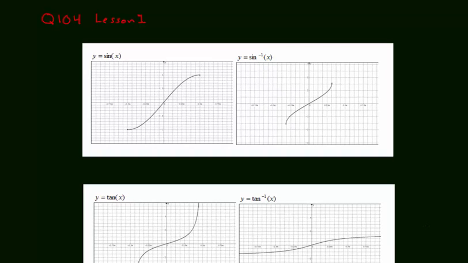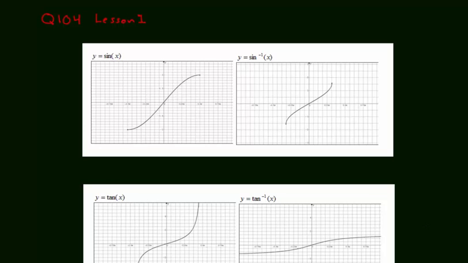This is the fourth unit of the first quarter, Q104, and here is the first lesson. In this lesson, amongst other things, we are going to be looking at the derivative of inverse trigonometric functions. On page 2 of the notes, you will see the same graphs that you see here.